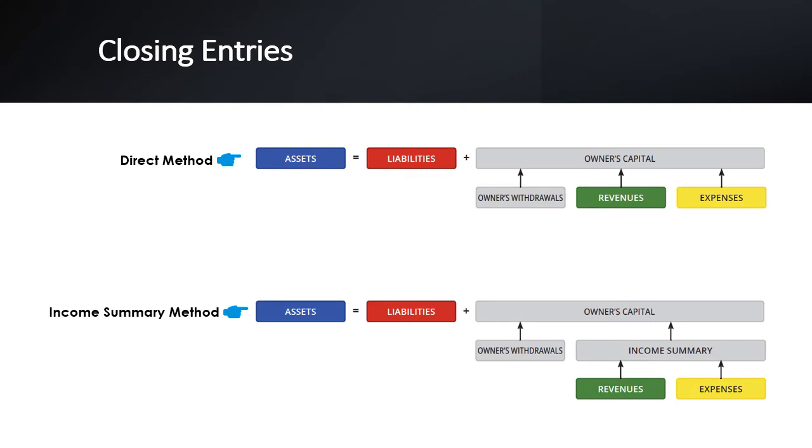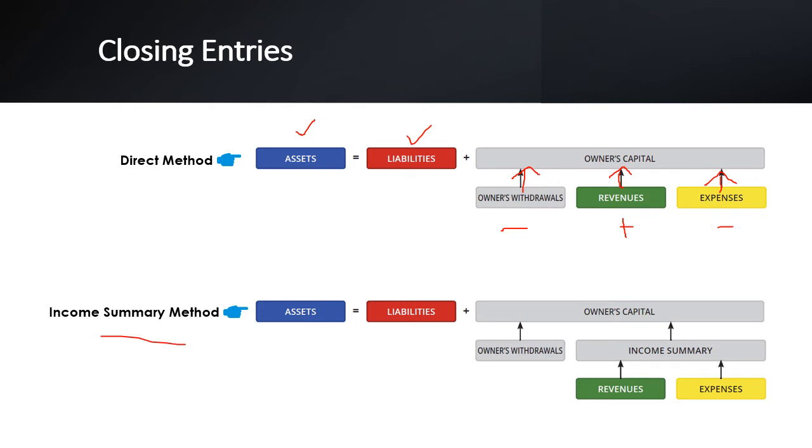So let's take a look at the difference. In the direct method, we have our assets and our liabilities, which are permanent accounts. Nothing's going to happen to them. Then we take our revenues and transfer the balance directly to our capital. We take our expenses, transfer the balance directly to our capital, and we take our withdrawals and transfer the balance straight to our capital. The revenues, of course, will increase our capital, the expenses will decrease it, and our owner's withdrawal will decrease it as well.